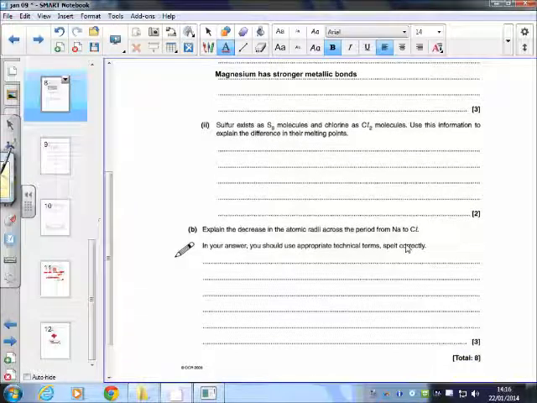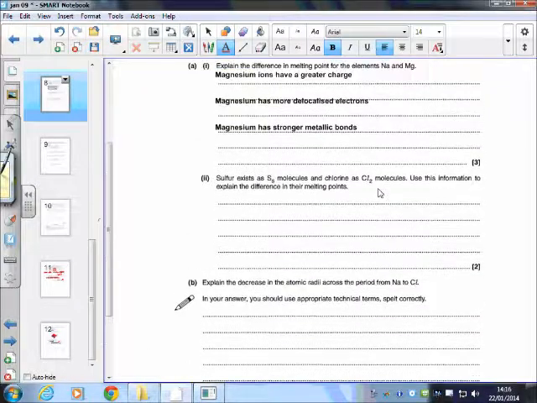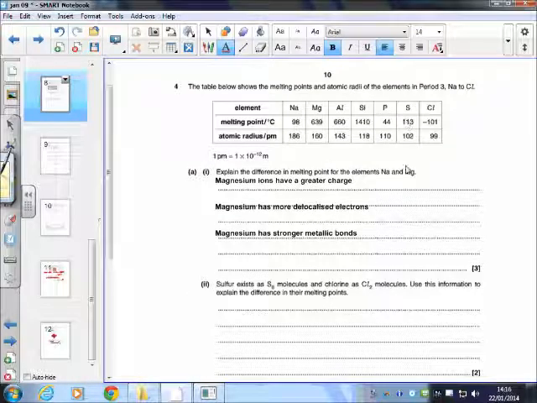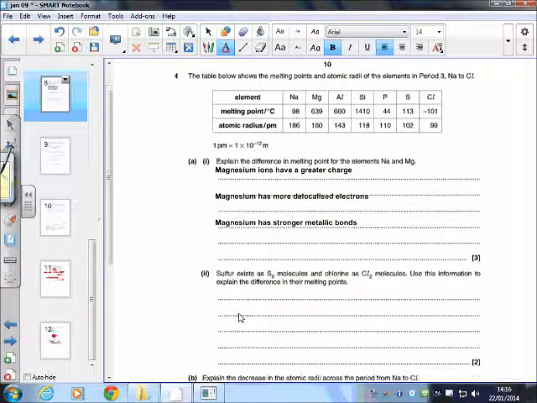So part 2. Sulfur exists as S8 molecules and chlorine as Cl2 molecules. Use this information to explain the difference in their melting points. We've got 113 for sulfur, minus 101 for chlorine. So, again, 2 marks. You need to put 2 points.